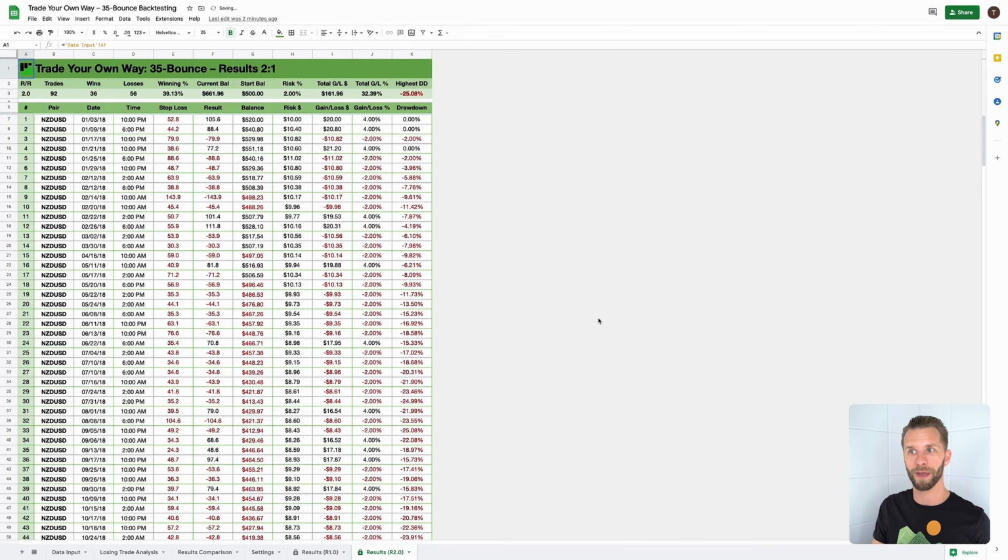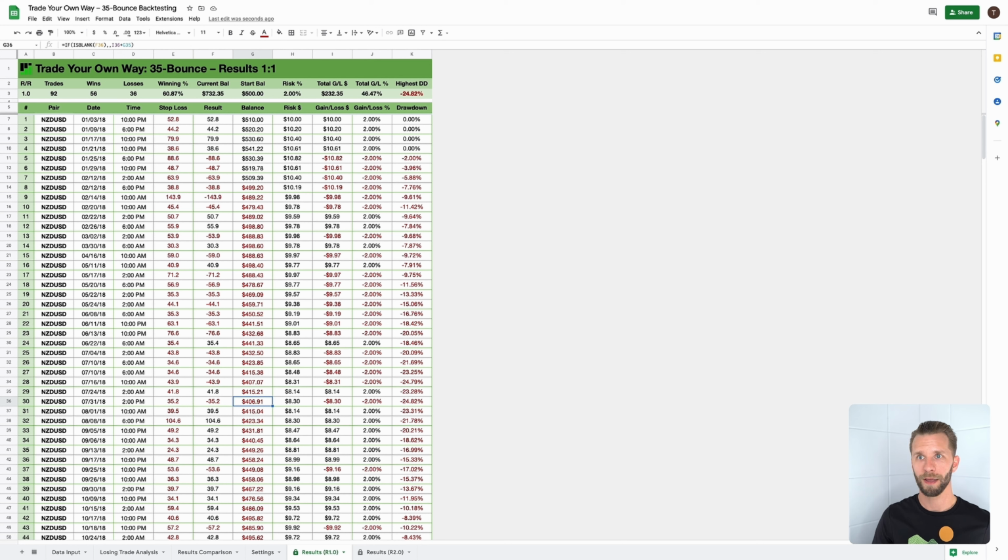So you can see up here, we say ratio of 2-to-1, whereas on the previous one, it's 1-to-1. And here we have the same 92 trades. Instead of having 56 wins, we have 36 wins.